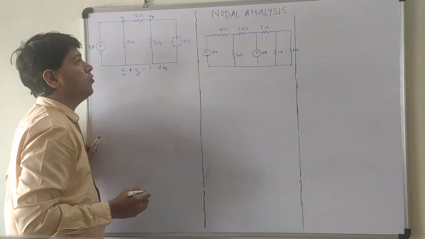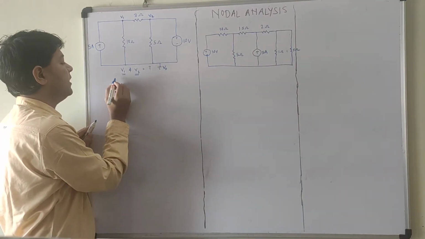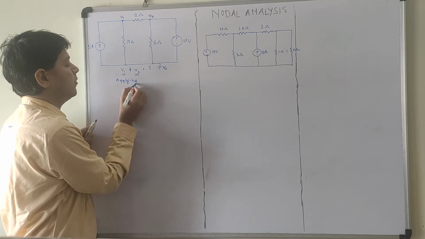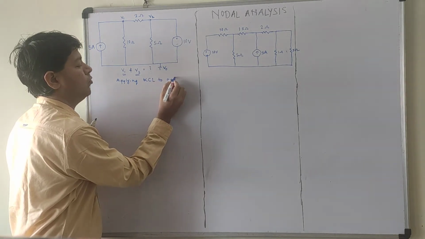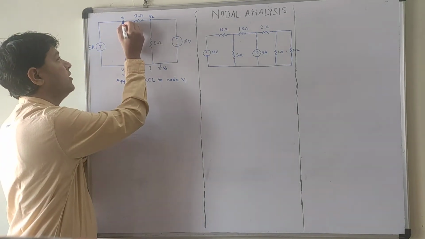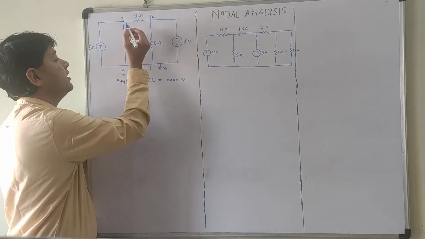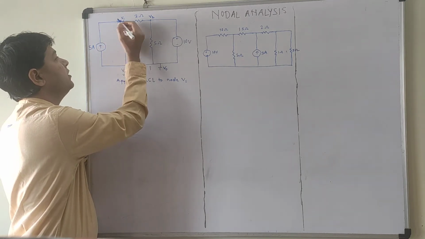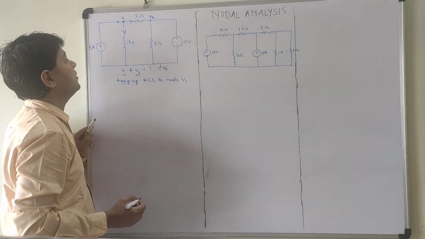Always remember, node analysis is solved by Kirchhoff's current law. So applying Kirchhoff's current law to node V1, what is Kirchhoff's current law saying? As there is a current source, the current is flowing in this way, so the incoming current is equal to the outgoing current.